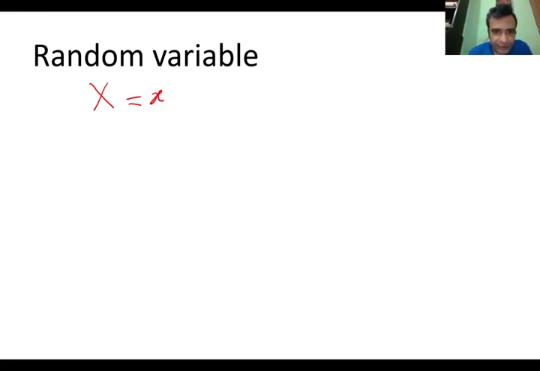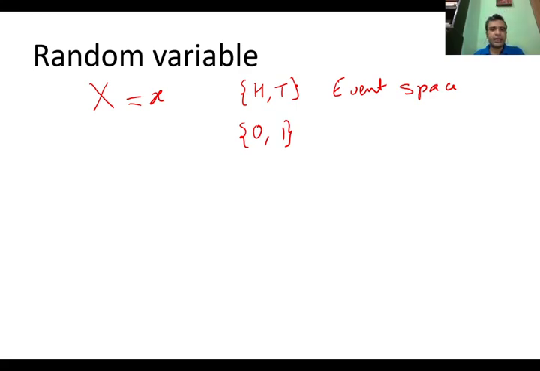So let's take a concrete example. Let's say we are tossing a coin, and the events can be heads or tail. So the event outcome can be either head or tail. So this is your event space. We can encode this, and let's say we encode it into 0 and 1, so head being 0 and tail being 1. So basically what we can say is that this random variable belongs to this set 0 and 1.